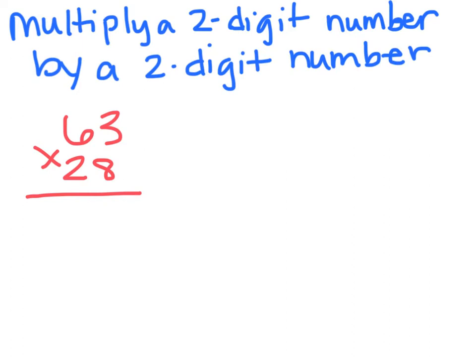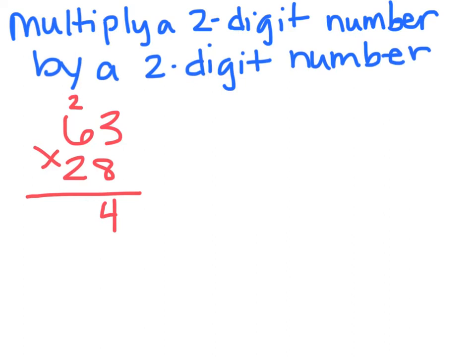First, we're going to multiply 63 by 8 ones. And the process works like this. I take 8 times 3, and the answer to 8 times 3 is 24. So I'm going to put the 4 in the ones place, and I'm going to carry the 2 up here into the tens column, so I don't forget about it. We're not going to ignore it. We need it in a moment.